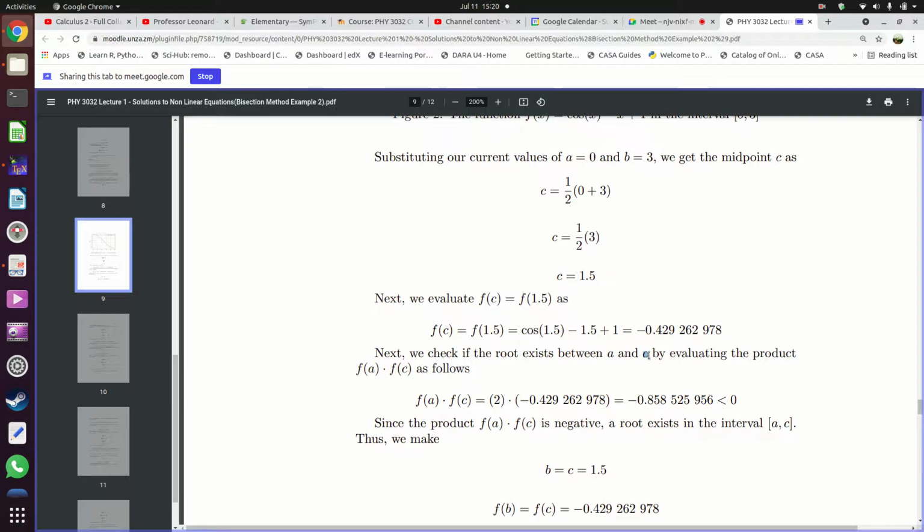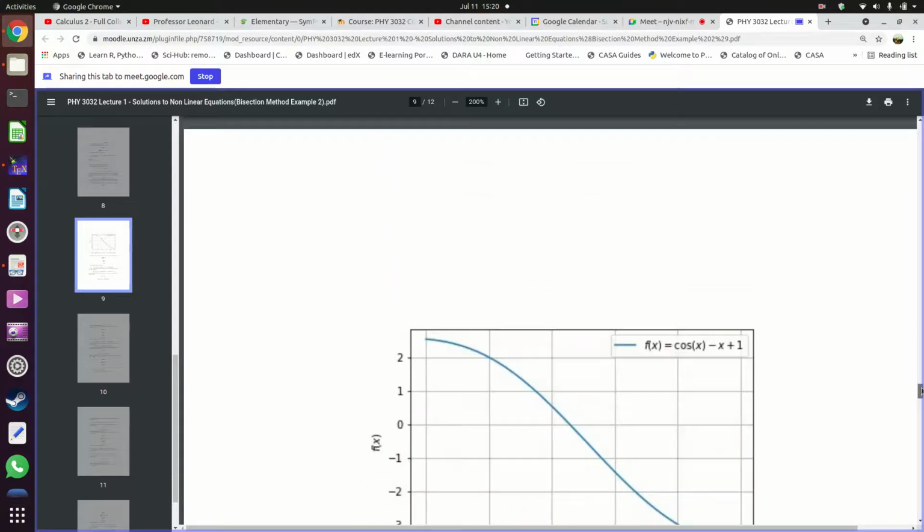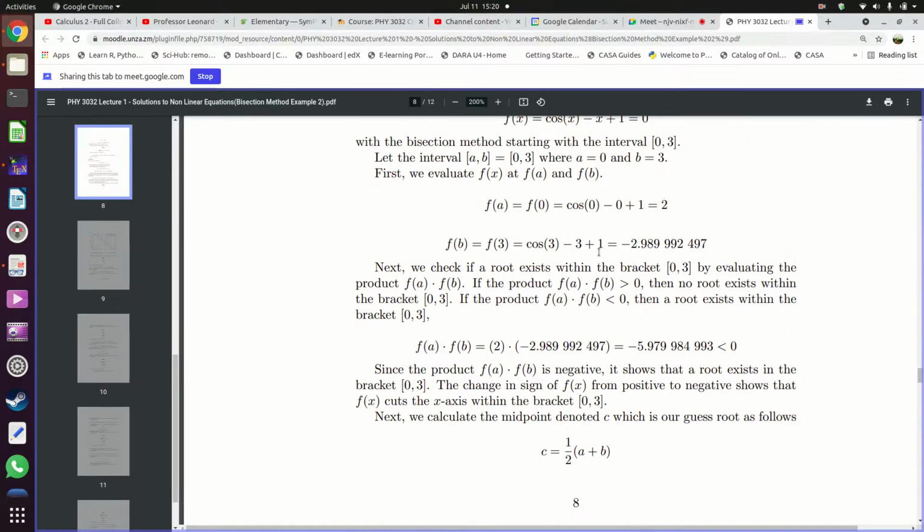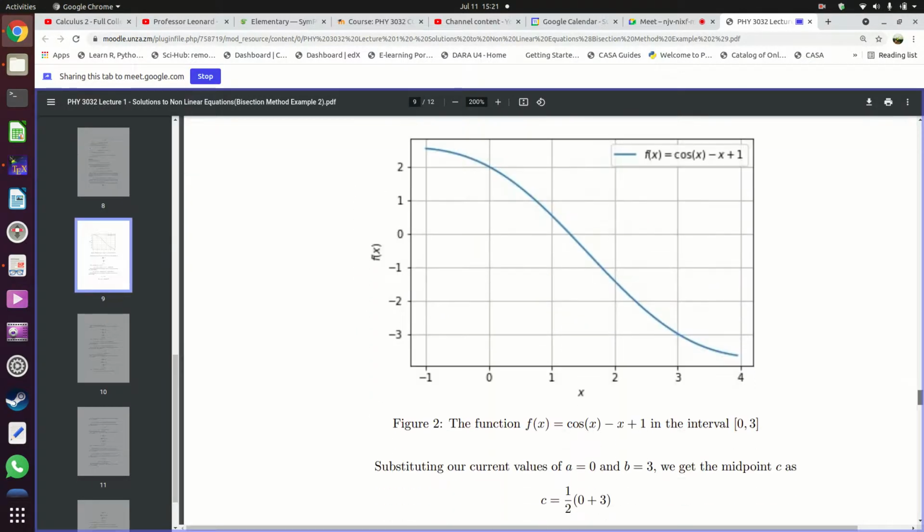And how do we check if there is a root between some numbers? We multiply the value of the function at those particular points. So in this case, we have to work out this product, f of A times f of C. We know what f of A is, and we have just worked out f of C. F of A equals f of 0, so f of A is 2. That bit we already have.